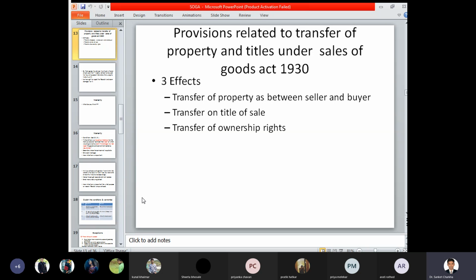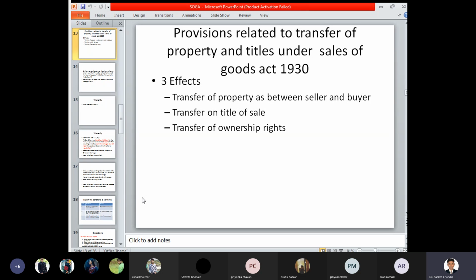Now, provisions relating to transfer of property and titles under the Sale of Goods Act. What is the meaning of transfer of property and transfer of title under SOGA? The effect is transfer of property as between seller and buyer. So at every stage, whenever we are conducting any transaction between a seller and buyer, we have to understand and take proper care about the transfer of property.